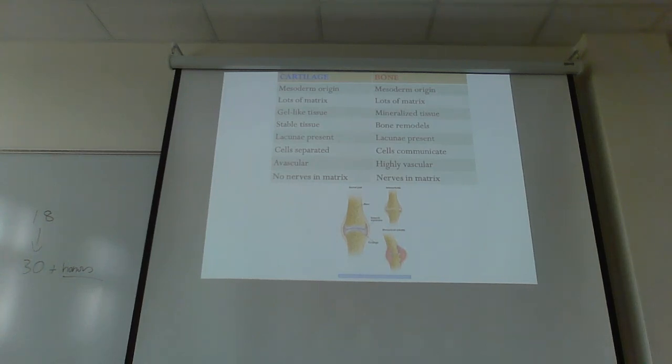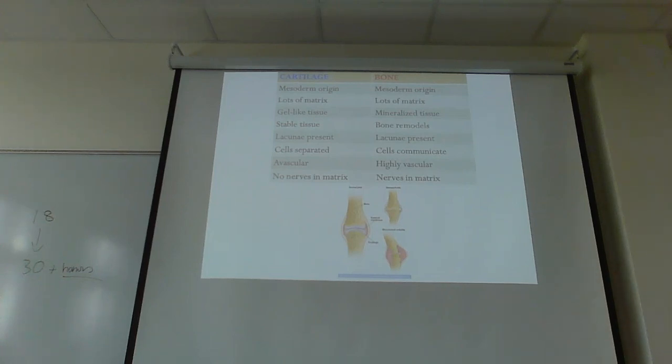The other difference is that there are no nerves in the matrix of cartilage. So you don't really feel when your cartilage is being worked on. If I try to cut a piece of your ear, you will feel hurt, but it's because you have nerve terminations in the skin. Or you will bleed, but the bleeding will come from the skin and not from the cartilage itself.